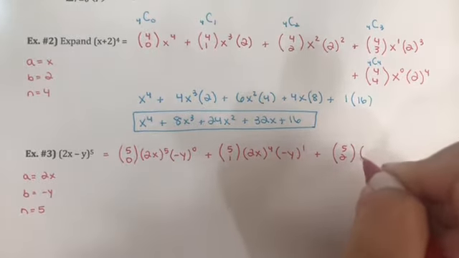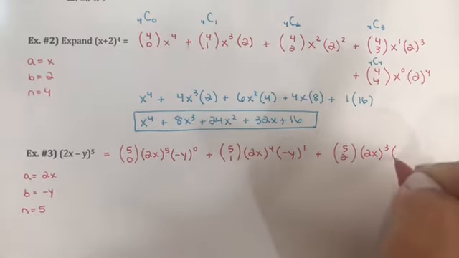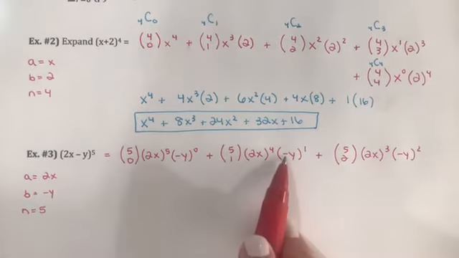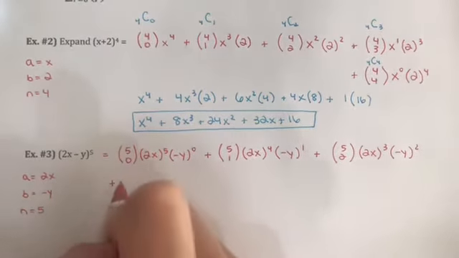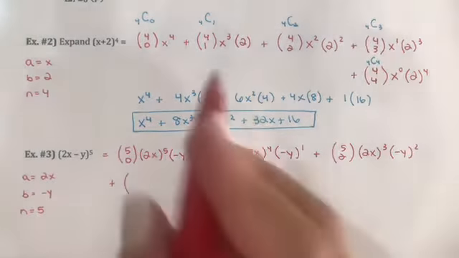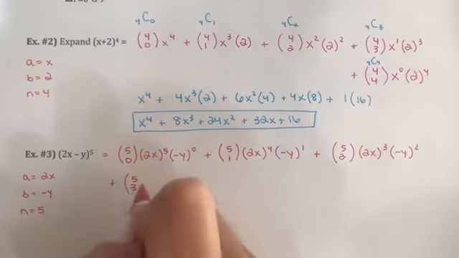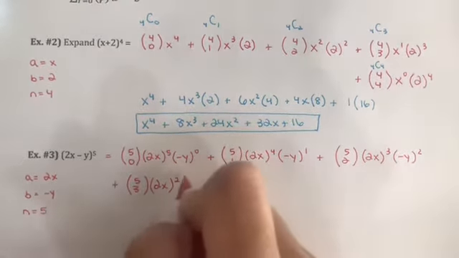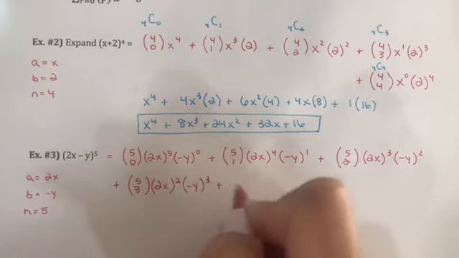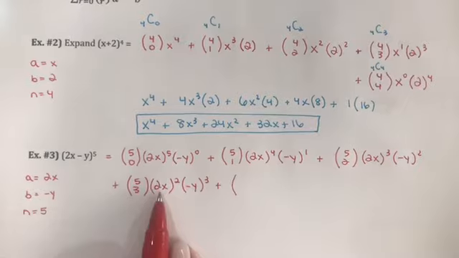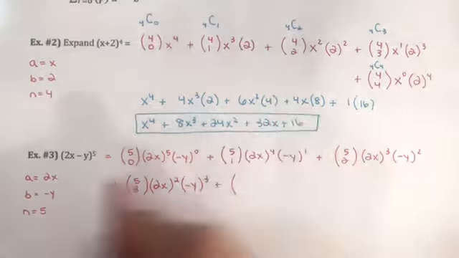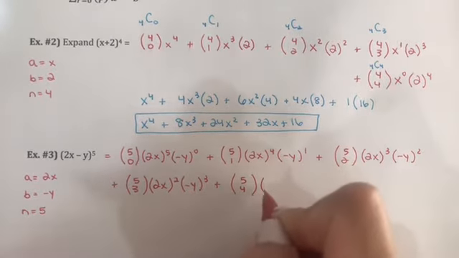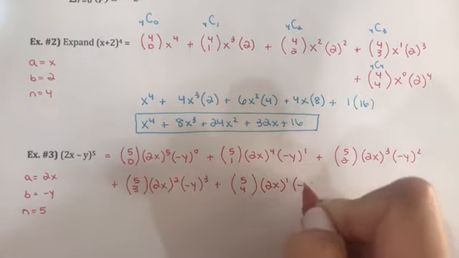5, 2, 2x to the 3rd, negative y squared. Okay, that power went down by 1, this power went up by 1. Plus 5, 3, 2x to the 2nd, negative y to the 3rd. First part went down by 1, second variable went up by 1. Keep going. 5, 4, 2x to the 1st, negative y to the 4th.